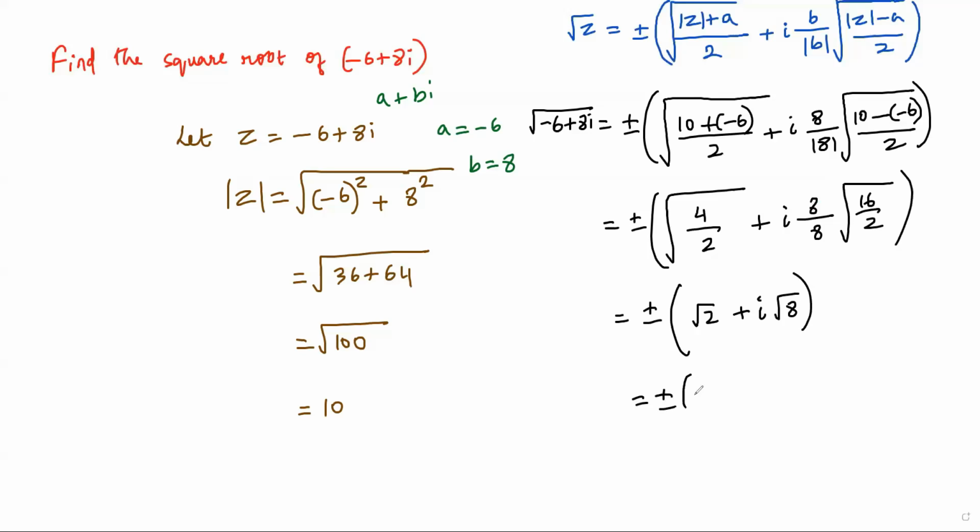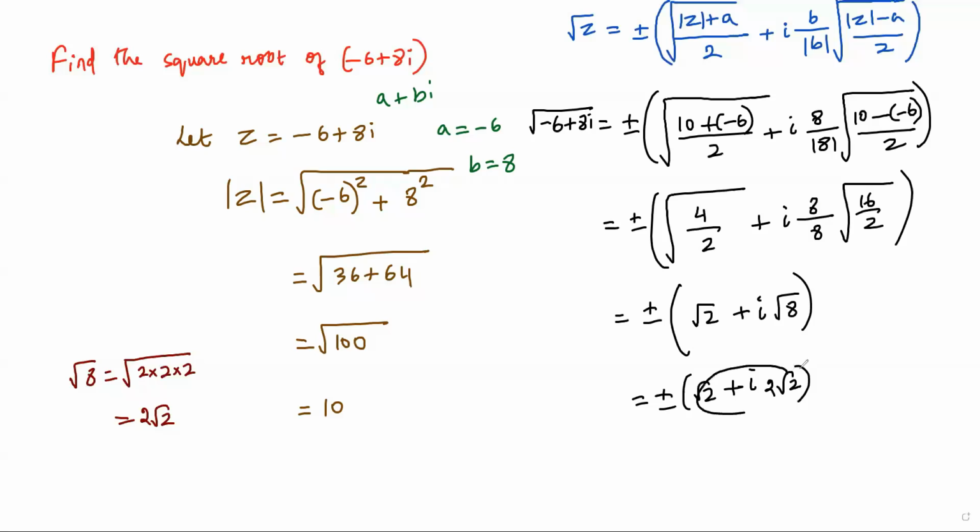So positive or negative, square root of 2 plus i times square root of 8. If I simplify this, square root of 8 can be written as 2 times 2 times 2. And for these two 2's, one 2 will come out of the square root. So we get 2 square root of 2. So square root of 8, we can write as 2 times square root of 2. Okay, now what we can do is the same thing we have done in the previous example.